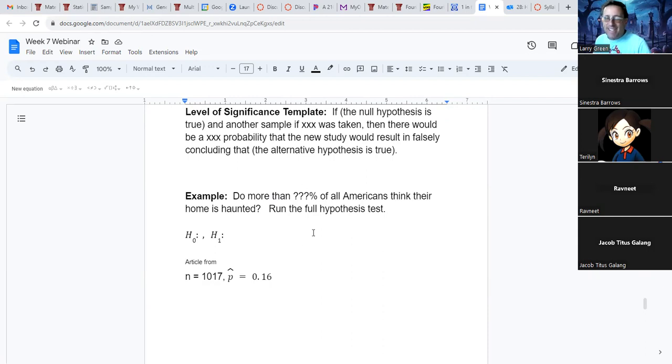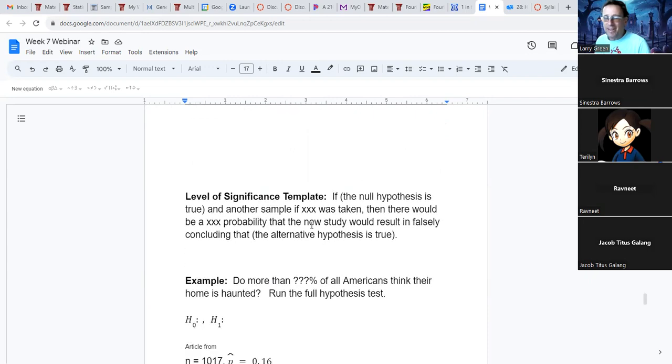So let me ask you, what percent of Americans do you think think their home is haunted? What's your guess? That they think that their home has ghosts and things like that. I think I'll take the middle one. I see 2%, 14%, and 65%. Let's go for 14%. We'll go 14. That is the middle.